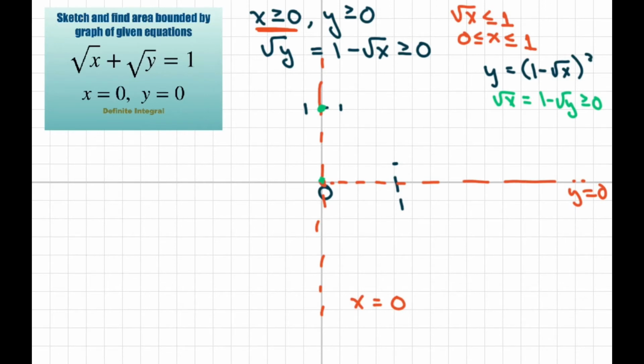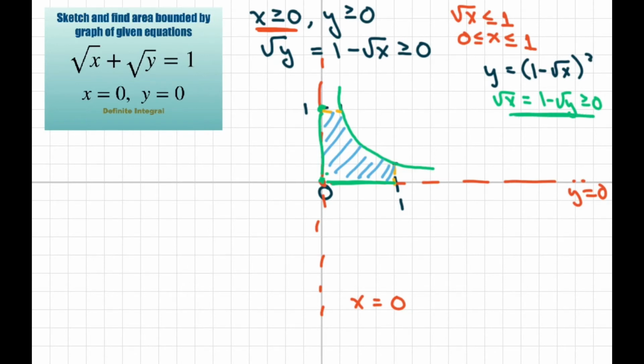Now for the graph, it looks something like this. So basically, it's something like that. And then I come up here a little bit. So here it is. All right. So since we know that it's from 0 to 1 on the x, that means it's also 0 to 1 on the y, just because you could have written it different as well.